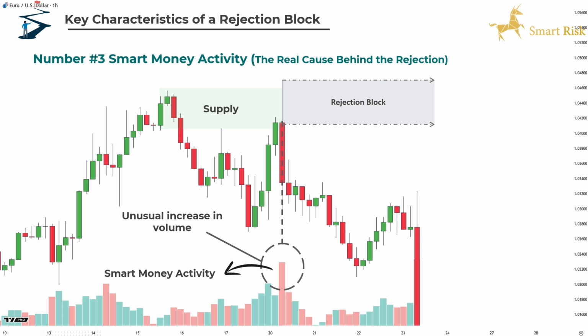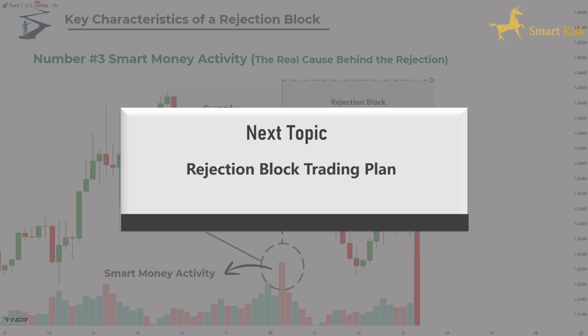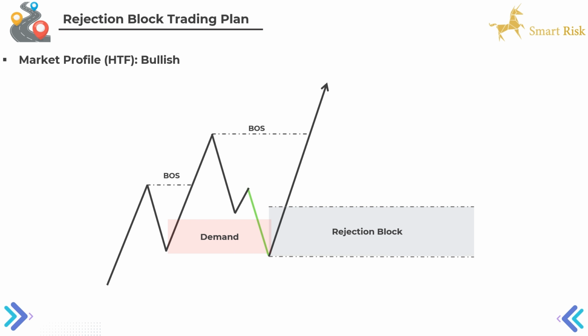If price spikes above a key level but closes with a long wick and volume surges, this confirms smart money activity. Now, let's see how rejection blocks can be utilized to manage a profitable trading strategy and execute trades effectively. Price created an unmitigated rejection block on the higher time frame by sweeping liquidity below the latest demand zone and strongly rejecting from that area, eventually forming a valid rejection block.